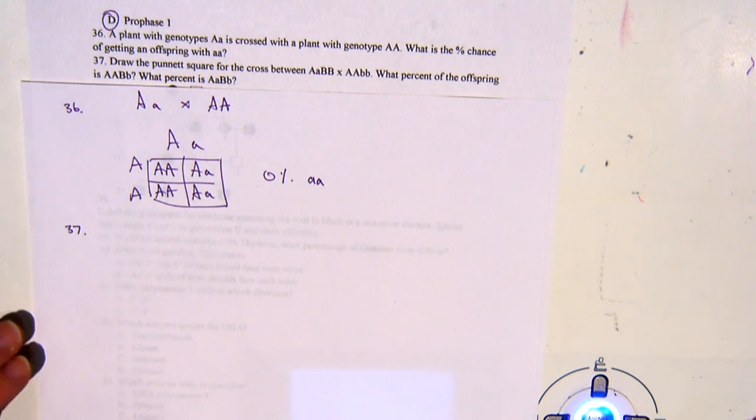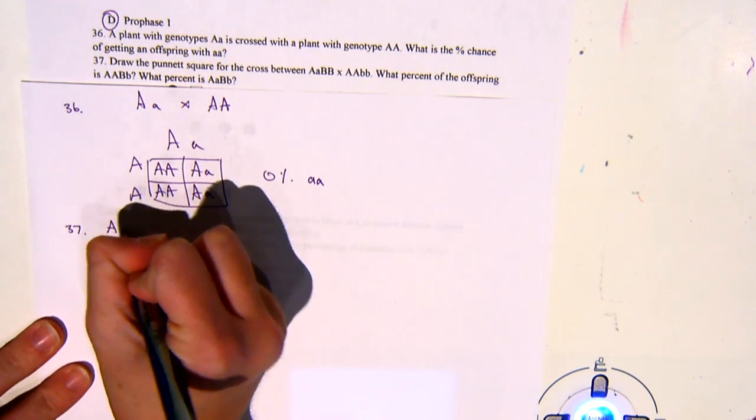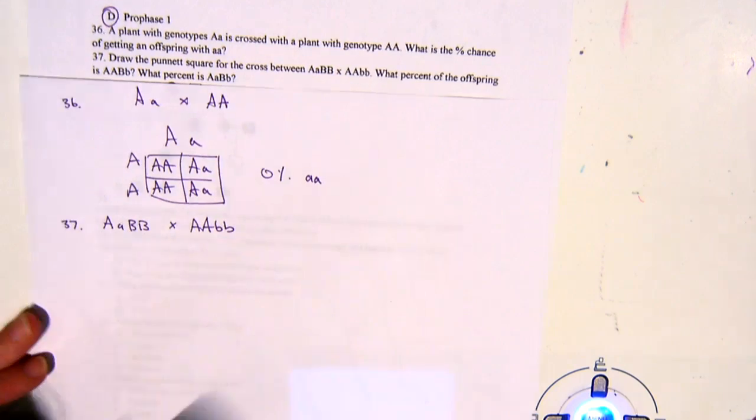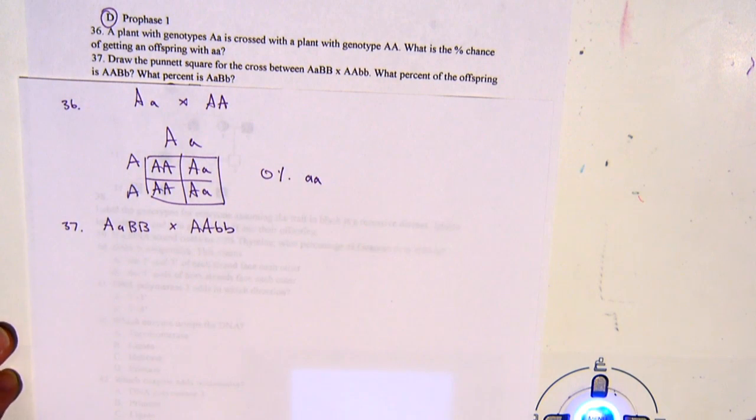Draw the Punnett square for the cross between big A, big B, and big A, little b. And then we'll go back to the questions after we draw. So the first thing we need to do is, well, we have to realize this is a dihybrid cross. We're dealing with 2 different traits. We have trait A and trait B.